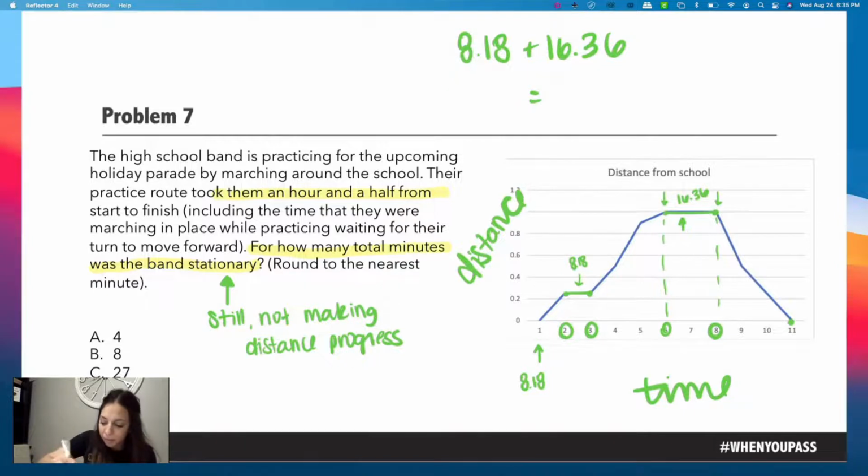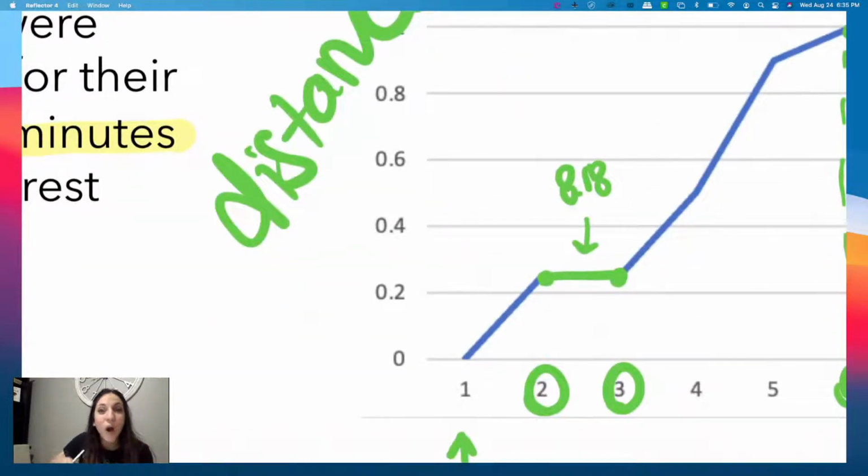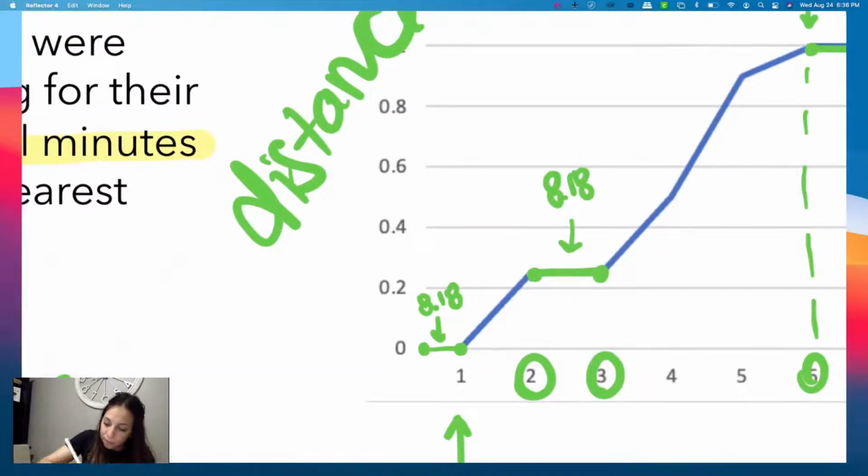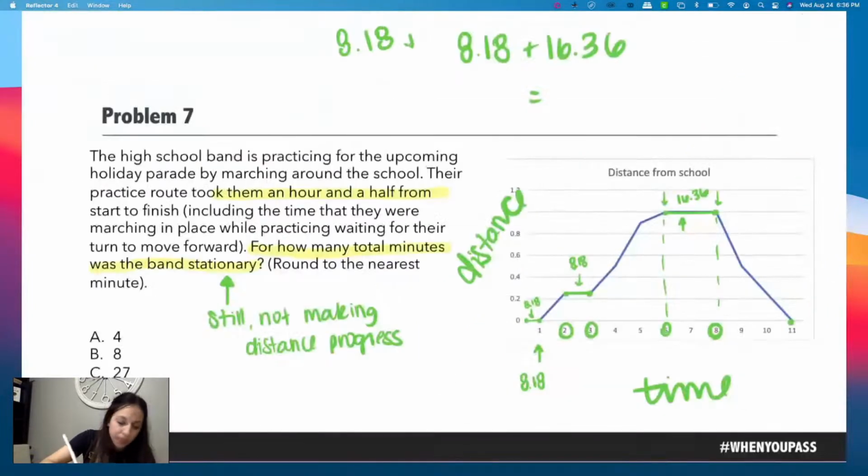we also have to remember this section down here. I almost forgot it. We have to remember this section where they were stationary. They started marching for that time, but they didn't go anywhere when they first started marching. Because think about a parade. When you first start marching, you're going to be in place until the front of that parade keeps going. So this is going to be 8.18. So we have 8.18 plus 8.18 plus 16.36. And that's going to equal 32.72. And when we round that to the nearest minute, we get 33.